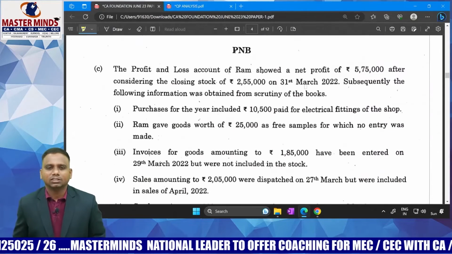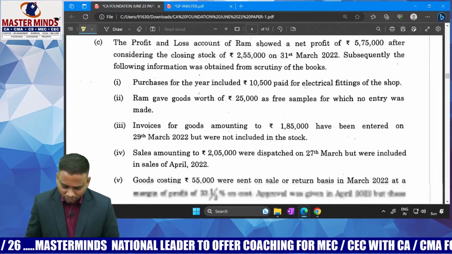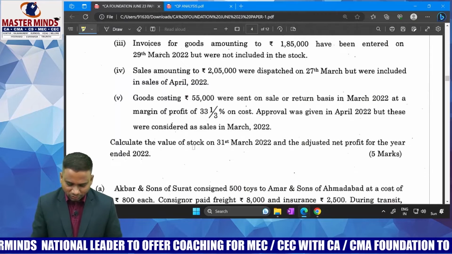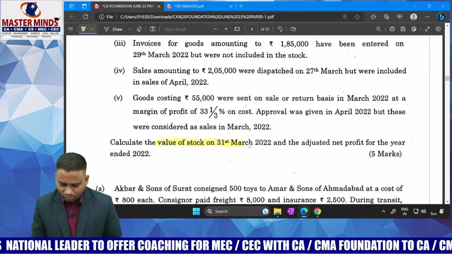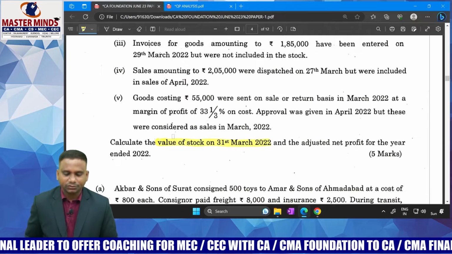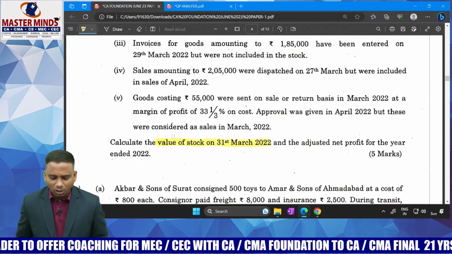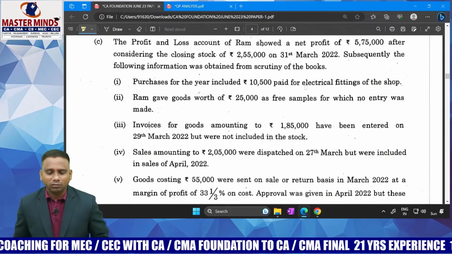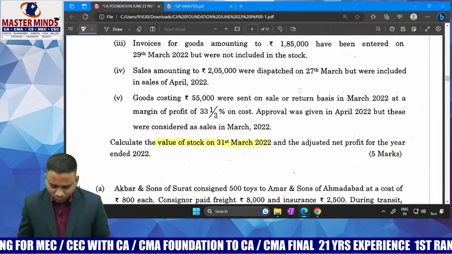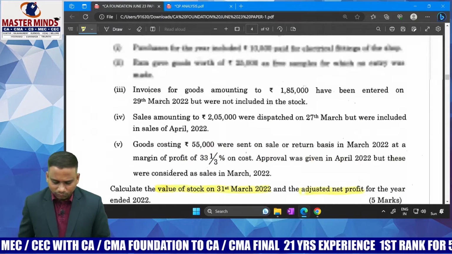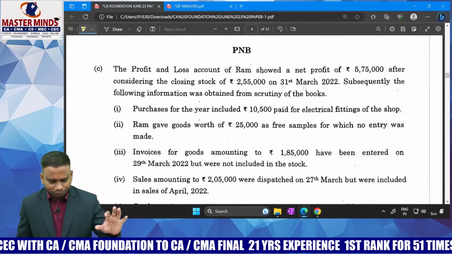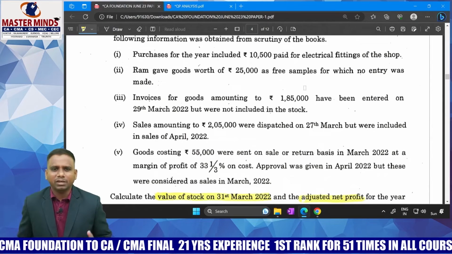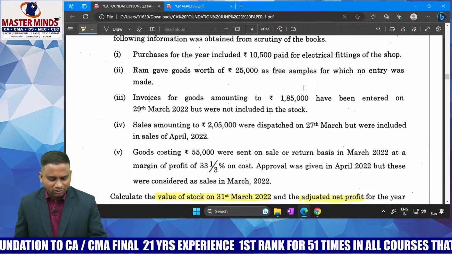Next, C question. Look at 2C. This question is from the profit and loss account of Ram showed. Look at the last line. Yes. Calculate the value of stock. Value of stock on 31st March 2022. Yes. This question is from inventories. But out of inventories, which type of question is it? Is it the adjusted selling price method or the inventory taking method? Which type is it? And the adjusted net profit. That means what? Already they have calculated closing stock and already they have prepared financial statements. But after preparing them, they found these adjustments.